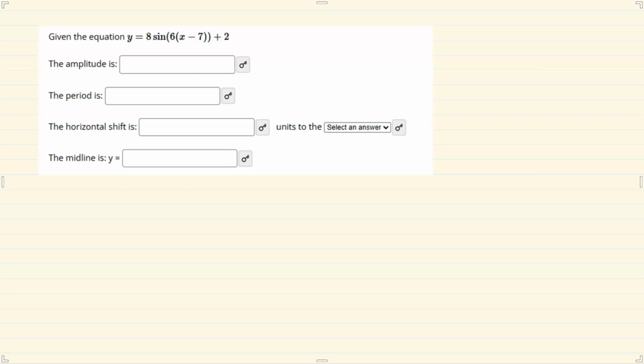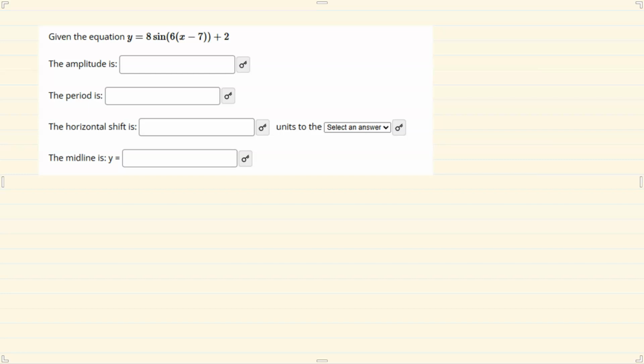All right, let's take a look at this problem here. We're given the equation y equals 8 times sine of 6, in parentheses, x minus 7, and then outside of the sine, plus 2. Now we want to find the amplitude, period, horizontal shift, and the midline. Okay, we can do that.